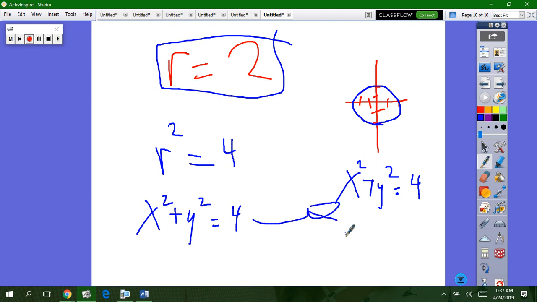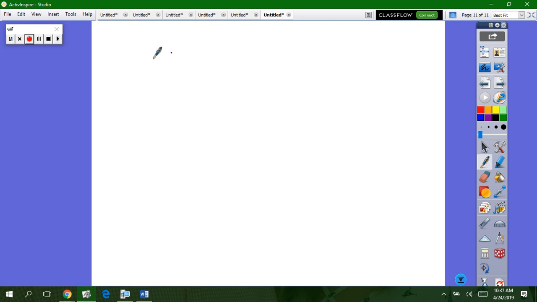Notice that's what it is. Okay. Any questions? How about theta is pi thirds? So we don't know our radius, do we? We don't know our radius, but our theta is always going to be what? Pi thirds.